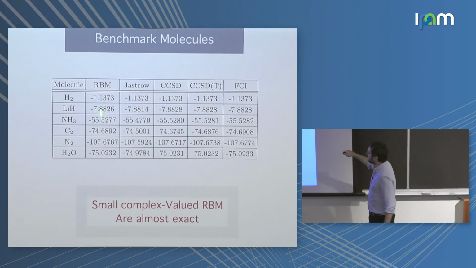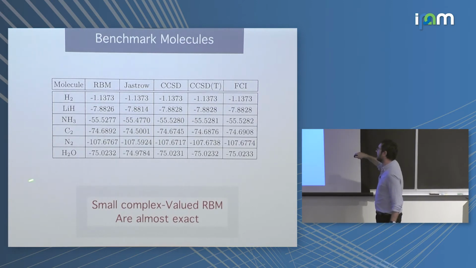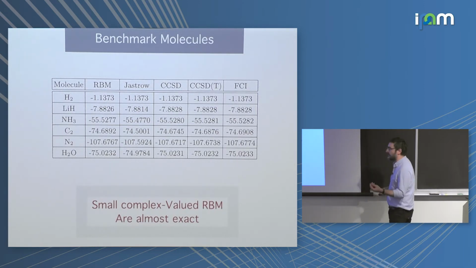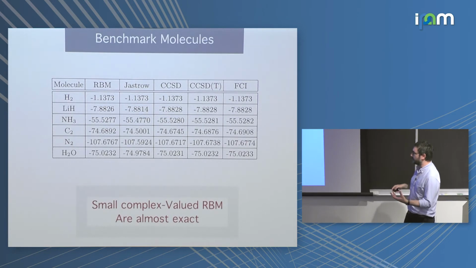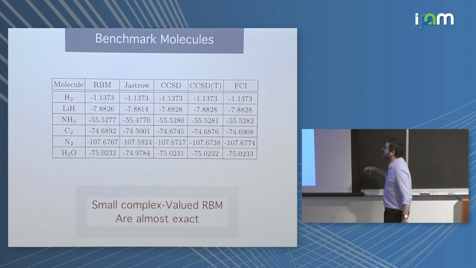So basically, these are our results, the RBM results. We've studied up to the water molecule, and I can tell you that basically on these molecules, small RBMs, where small means a number of parameters of the order of the square of the number of electrons, you get an accuracy which is well within chemical accuracy, again in this basis set.